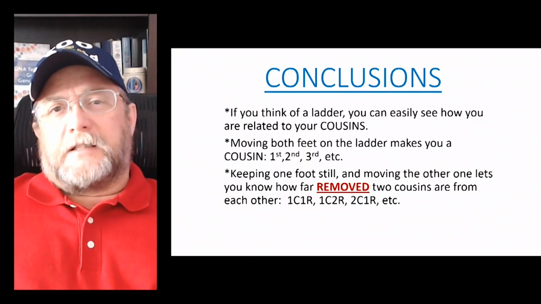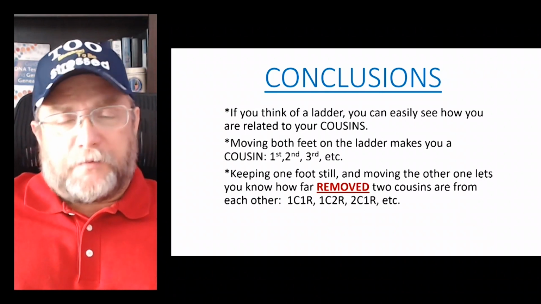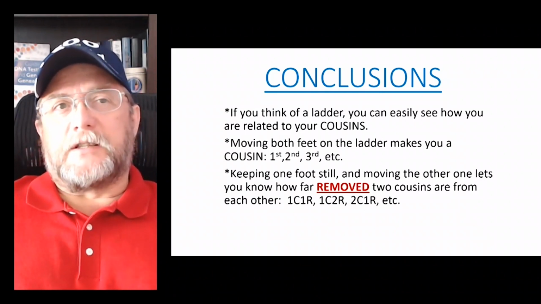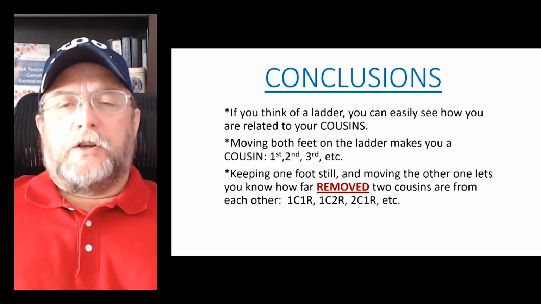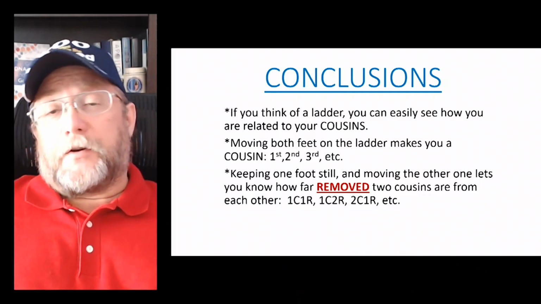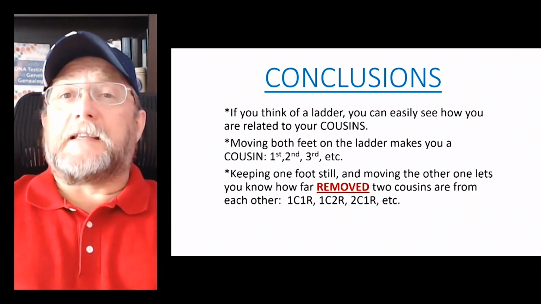So conclusions on this is, if you think of it as a ladder, you start at the very top of it or at the bottom, whichever way, it really doesn't matter which way you look at it. It's just that your first rung would be the siblings. Your second rung would be your first cousins. The third rung would be your second cousins, and so on. If you move both feet at the same time, that's how you have those relationships. So if you have both feet on the same rung of a ladder, that's going to be first cousins or second cousins or third cousins or siblings at the top of this.